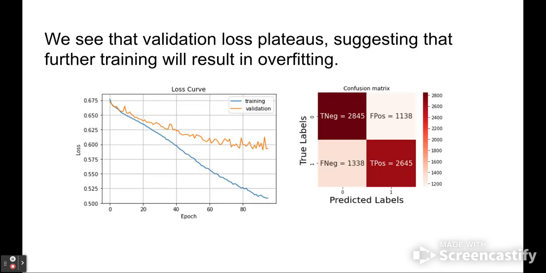Next, we validate our models. Using the validation set, we can see that the validation loss plateaus, suggesting that further training may result in overfitting. On the right-hand side, you can see our model's performance in the confusion matrix. The model's performance in the test dataset is consistent with the validation results, which shows that the model generalizes properly.